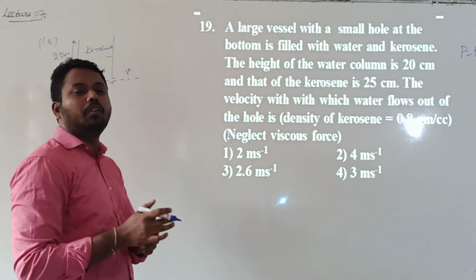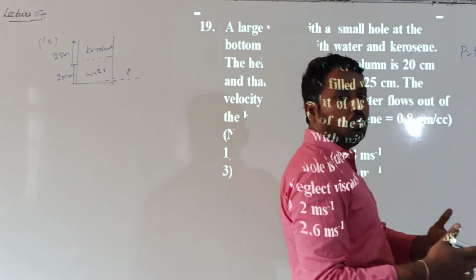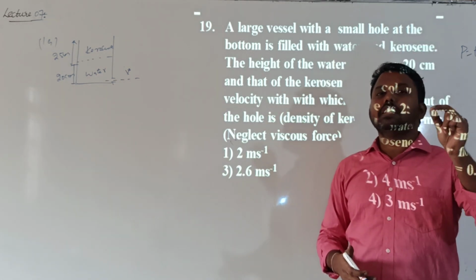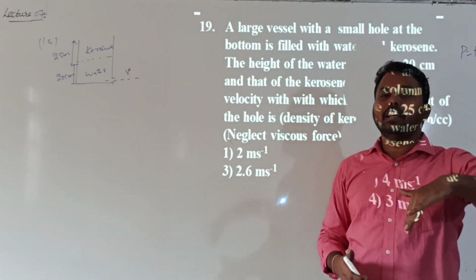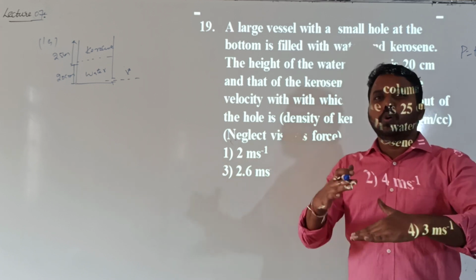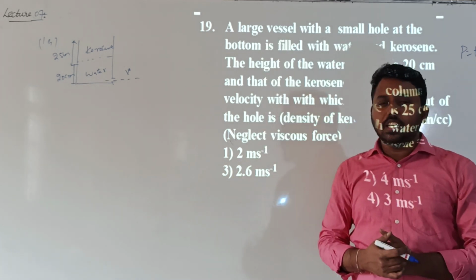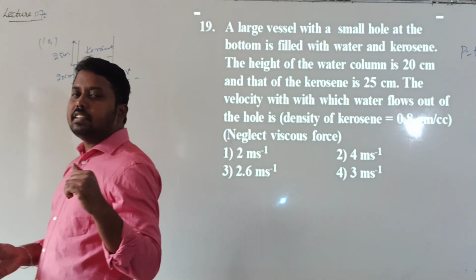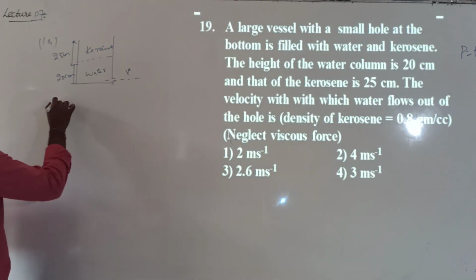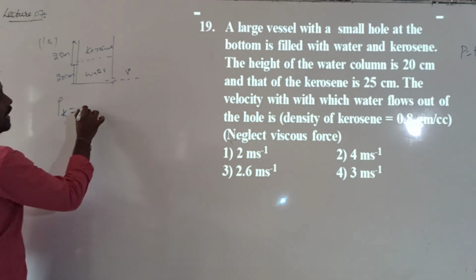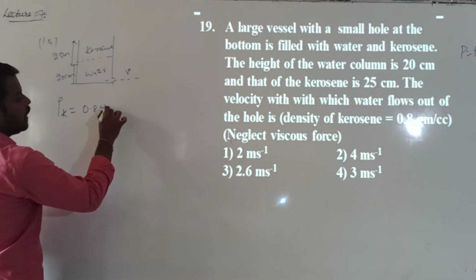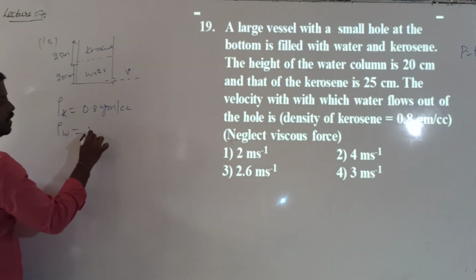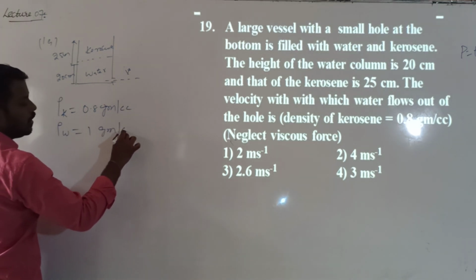And one more important point here: whenever two non-mixable liquids are joined, which density is more, that will be below. Which density is less, that is above. That you know now. Here, why should kerosene be upward and water downward? The density of the kerosene is given as 0.8 gram per cc, and we know the density of water is 1 gram per cc.